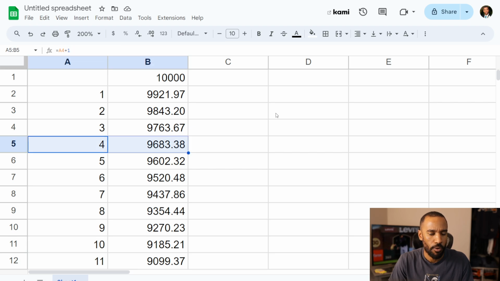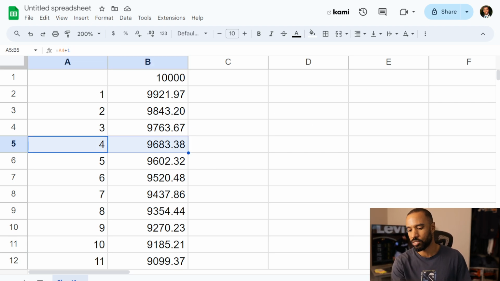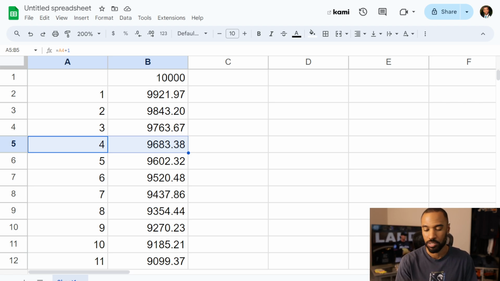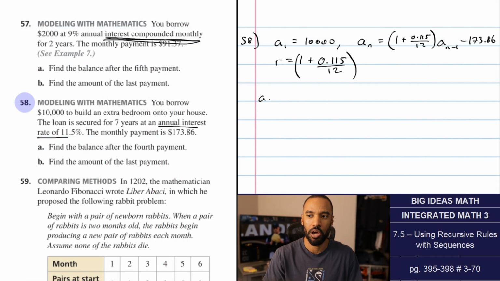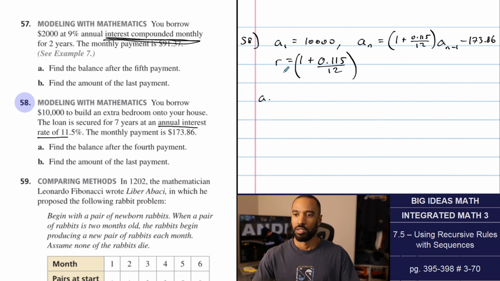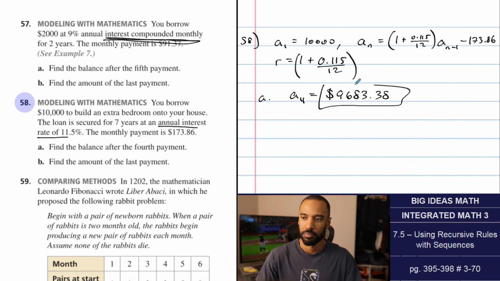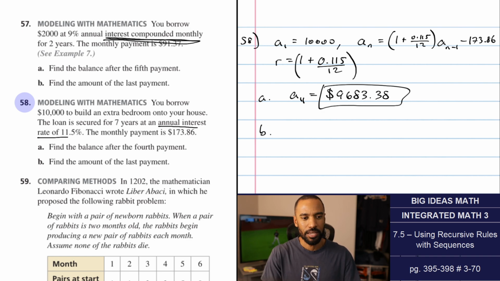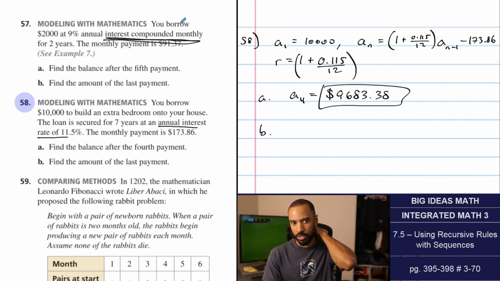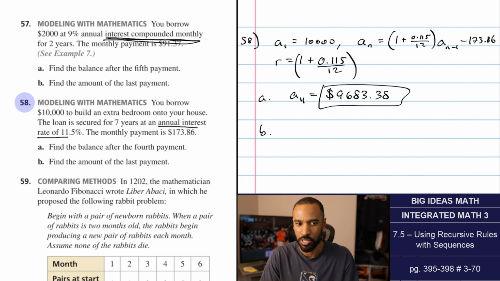Anyway, month 4, the fourth payment, is $9,683.38. Or the balance, not the payment. So A sub 4 is 9,683.38. Part B, find the amount of the last payment. It's secured for 7 years at this annual interest rate.